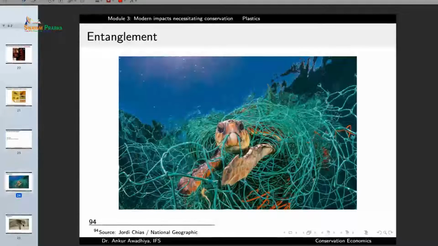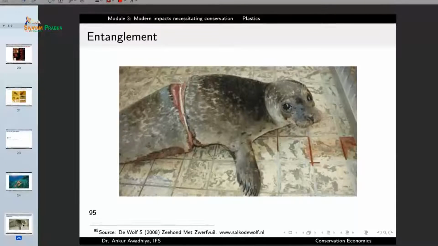If they get entrapped on the surface, they will not be able to dive to get their food. So, entanglement is also a major way in which plastics are decimating our biodiversity. Another way is the example of the seal. What happened was that this seal, when it was a small pup, got entangled with this piece of plastic. Now, plastics are very strong substances. This seal was unable to take it out.